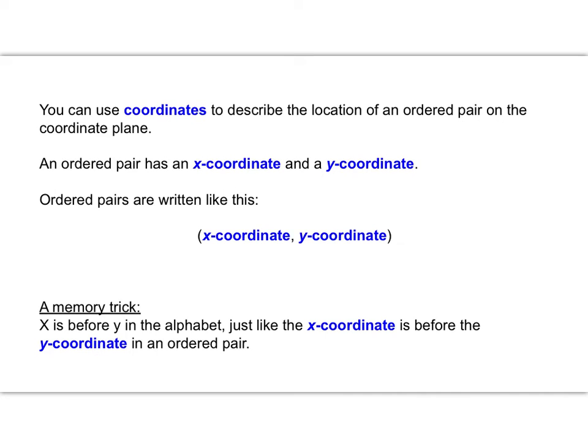Now here's the real purpose of the coordinate plane. It lets us describe the location of an ordered pair. An ordered pair is just an x-coordinate and a y-coordinate. We write ordered pairs like this: x-coordinate, comma, y-coordinate, all inside parentheses. If you ever find that you're not sure which one's first, x or y, just remember, x is before y in the alphabet, and the x-coordinate is also before the y-coordinate in an ordered pair.